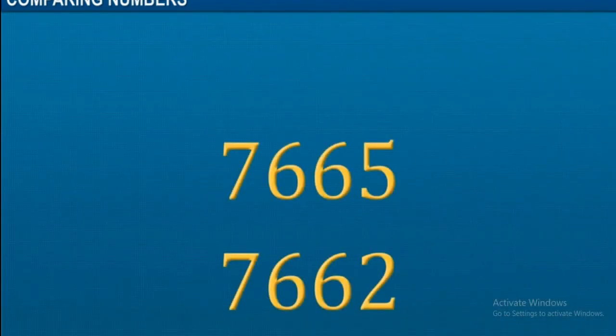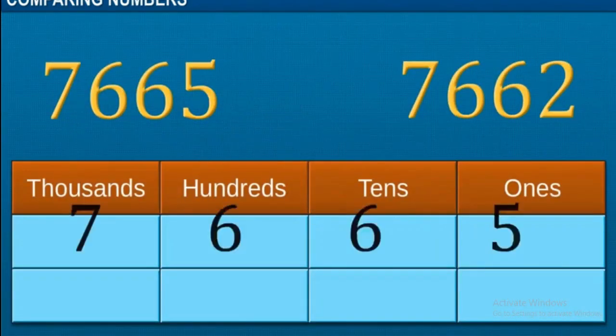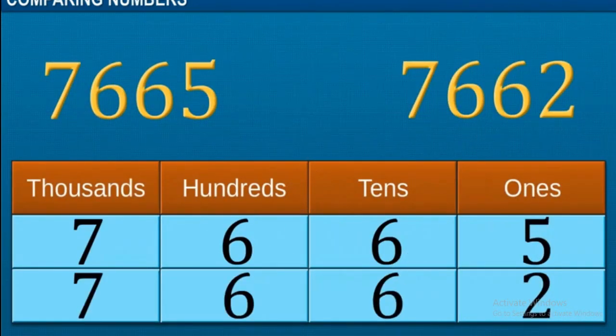Now, let's check which number is greatest among 7,665 and 7,662. Write the numbers in a place value table. The digits in the thousands, hundreds, and tens place are the same in both the numbers. Hence, we must compare the digits in the ones place.